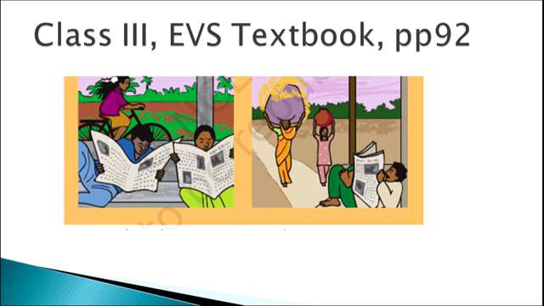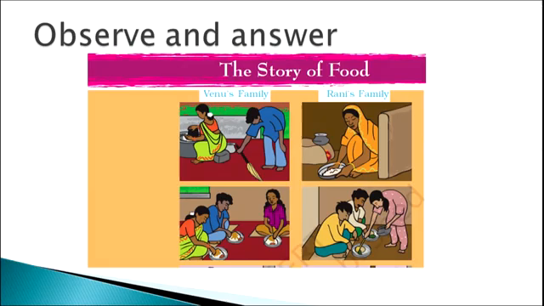This chapter is titled The Story of Food. In this chapter, children are asked to observe the picture carefully and then answer some questions. Questions like, what kind of work are people doing in both the families? So, they can observe carefully and see the different kinds of work done by people in that picture.